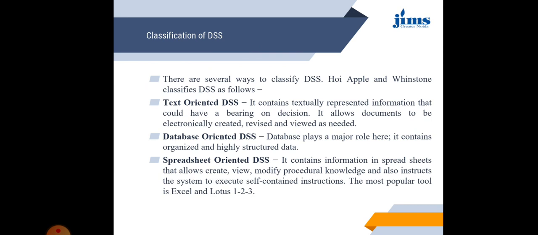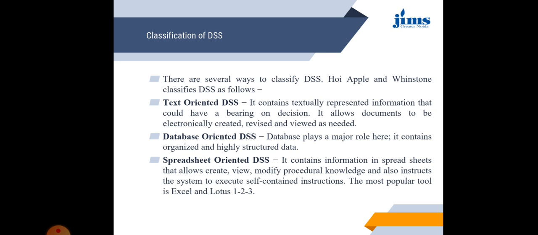Now coming to the classification of DSS, there are several ways to classify DSS. Hyatt, Apple and Winston classify DSS as follows. Text oriented DSS contains textually represented information that could have a bearing on a decision. It allows documents to be electronically created, revised and used as needed. Database oriented DSS: the database plays a major role here. It consists of organized and highly structured data.